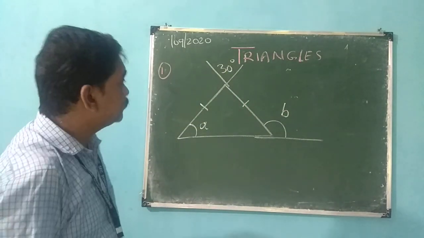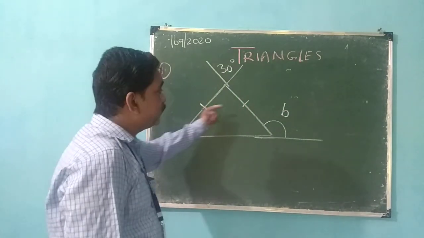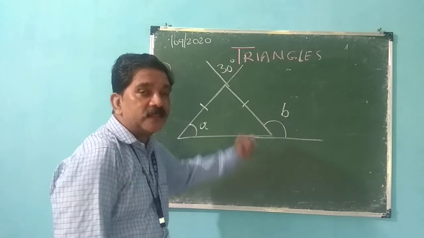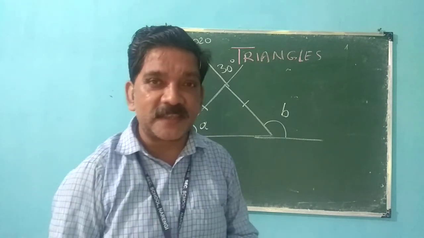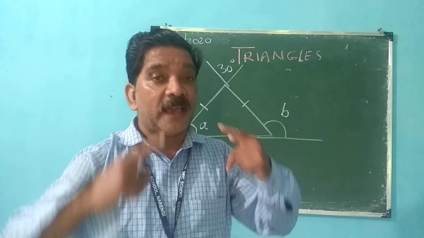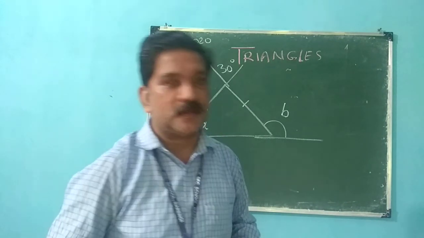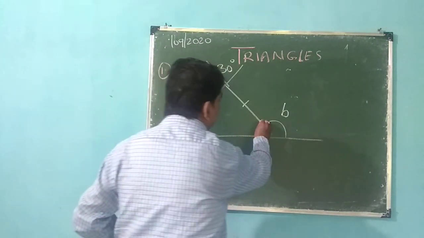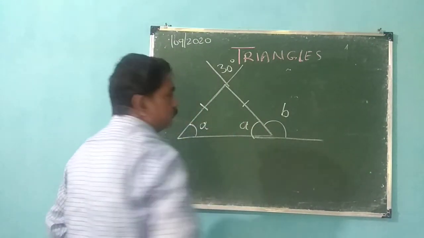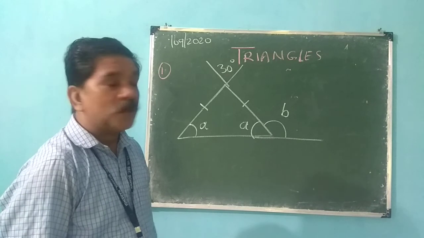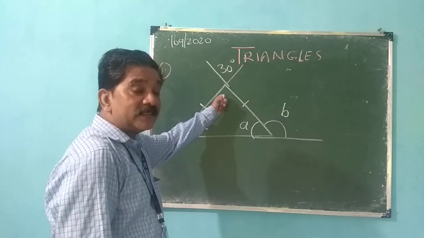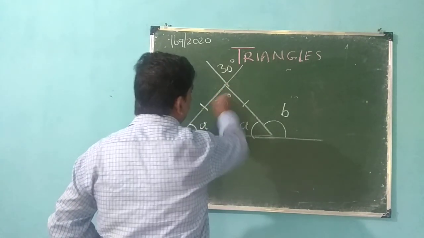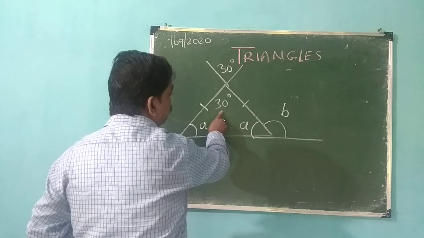And how can you find out the value of B? Now see here. These two sides are equal, that means these two angles are also equal. This is an isosceles triangle. In an isosceles triangle, base angles are equal. If this angle is A, that means this angle is also A. So what about the third angle? Third angle is 30 degree. Why? Because it is vertically opposite angle.